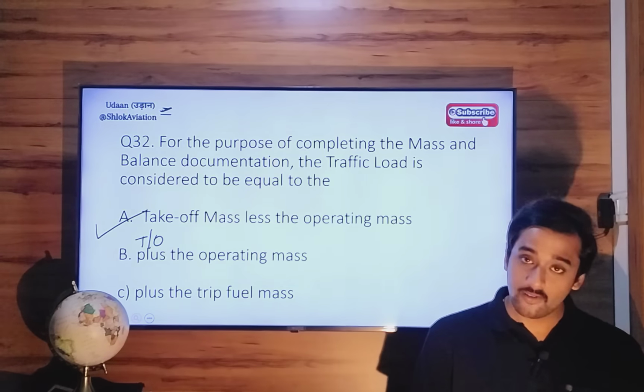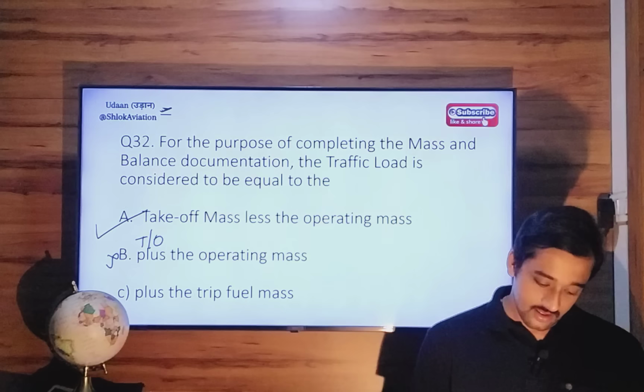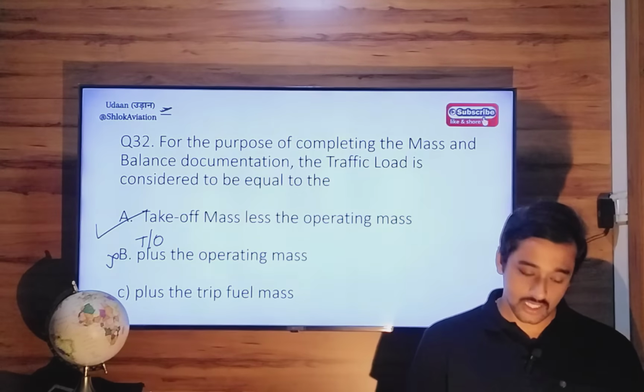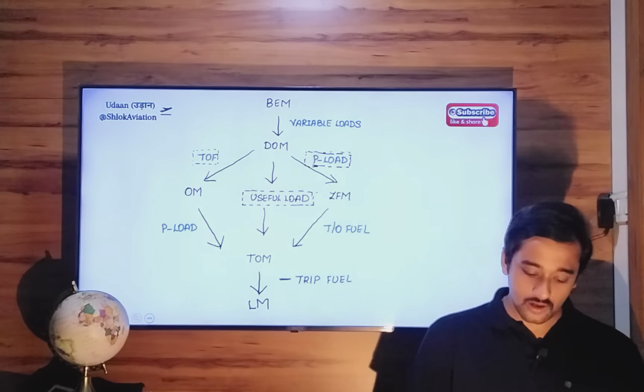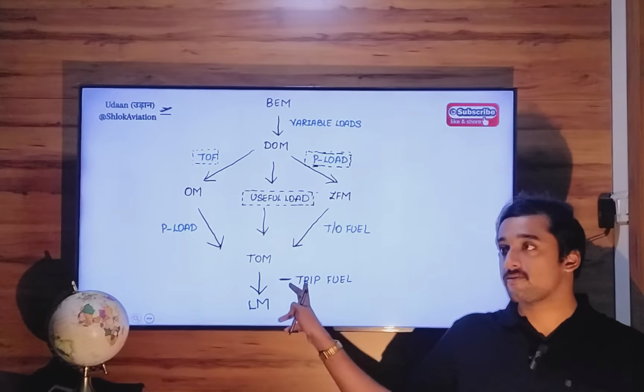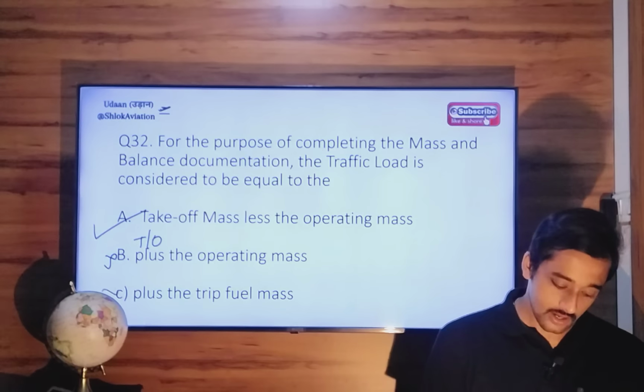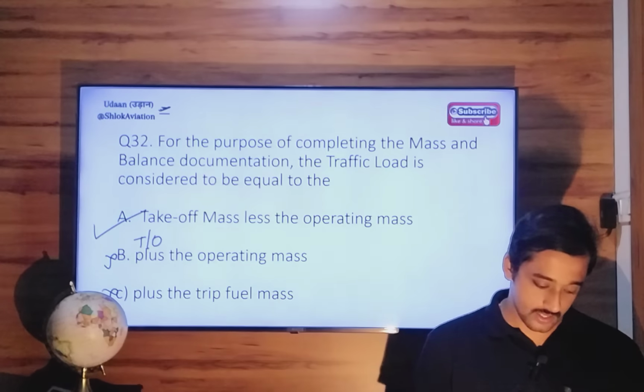Next. So Bravo will be wrong. Traffic load is considered to be equal to takeoff plus trip fuel. So we do not have anything called takeoff plus trip fuel. We have takeoff minus trip fuel. So option C will also be wrong. So option A is the correct option.